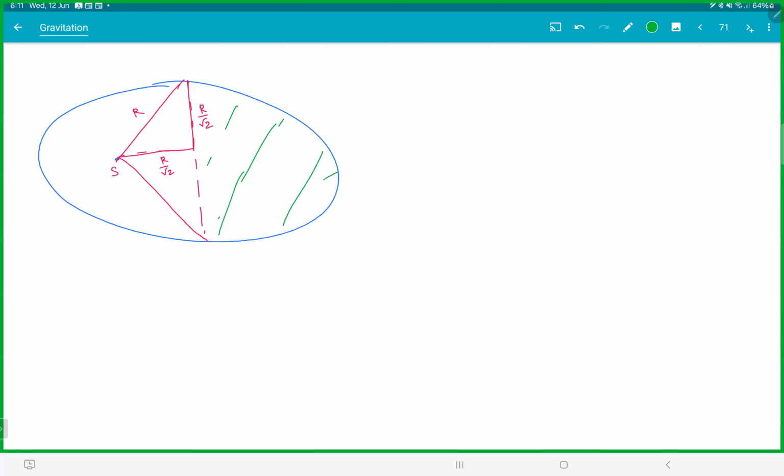So this green shaded area is pi AB, where A is R and B is R by root 2. This red shaded area would be pi AB by 2, na? Pi R square by 2 root 2. And this red shaded area would be half into base, which is R root 2, and height, which is R by root 2. That would be R square by 2.